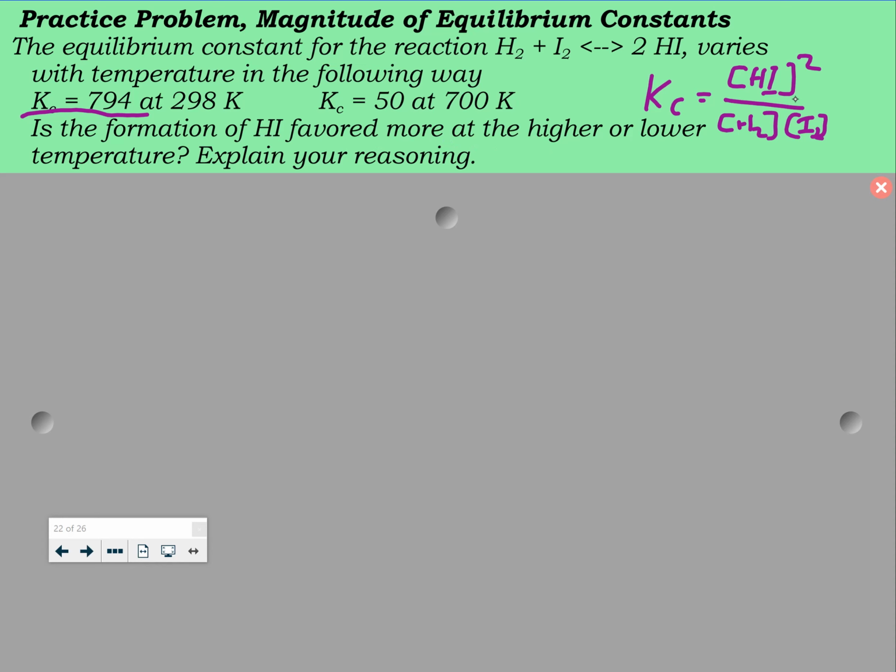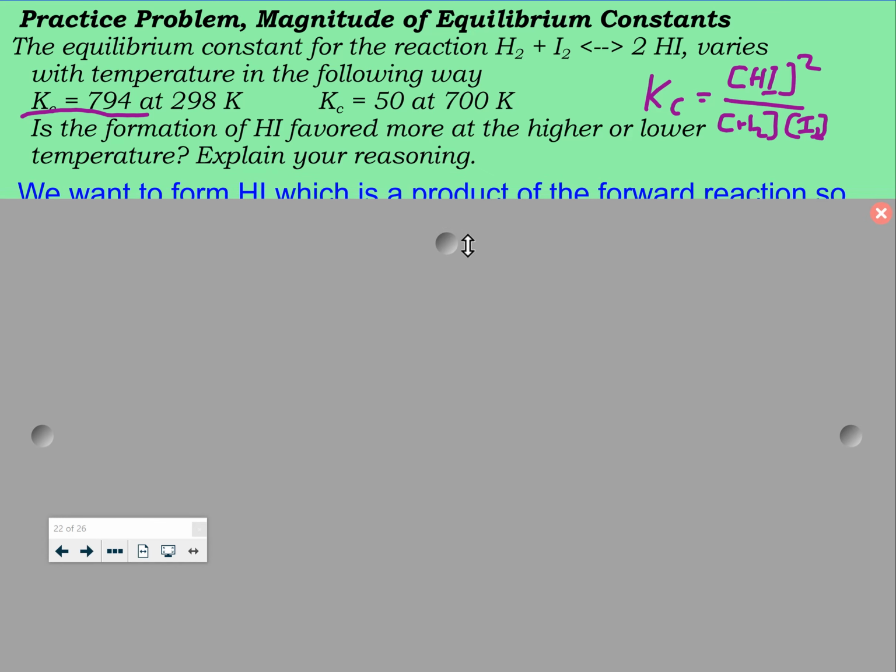So if we want to make this favored more or less, we want this number to be big if it's favored, so that's going to lead to higher Kc. So the higher Kc is at the lower temperature, so the formation of HI is favored more at the high or the low temperature? It's going to be favored more at the low temperature because that's going to lead to a higher concentration of the product.